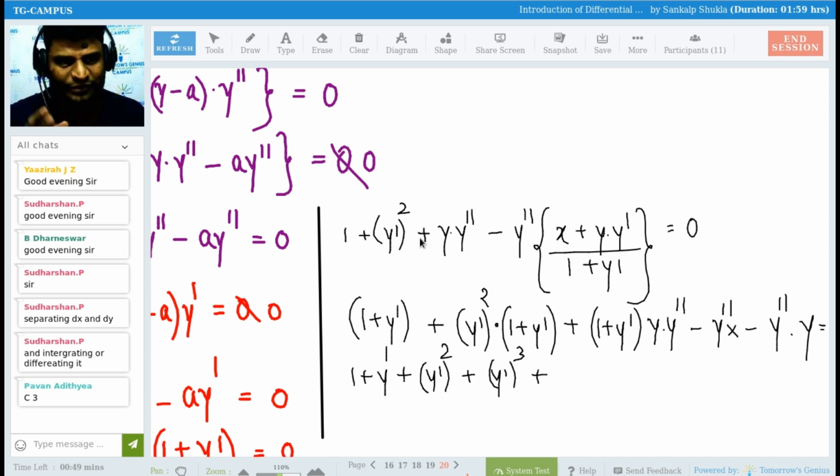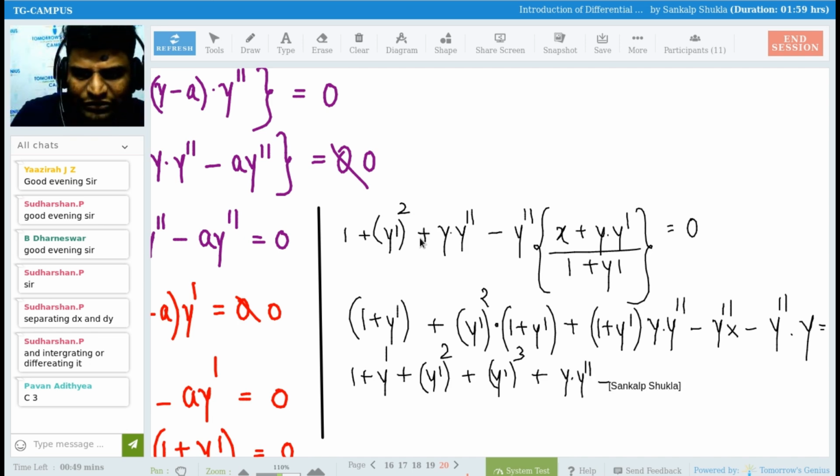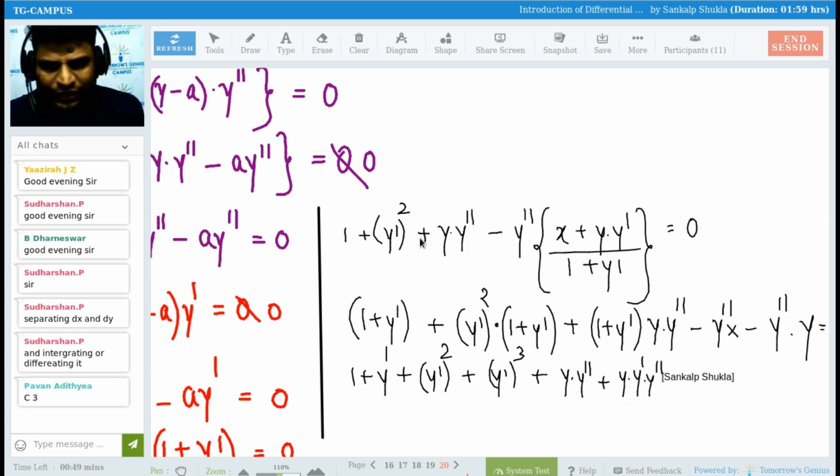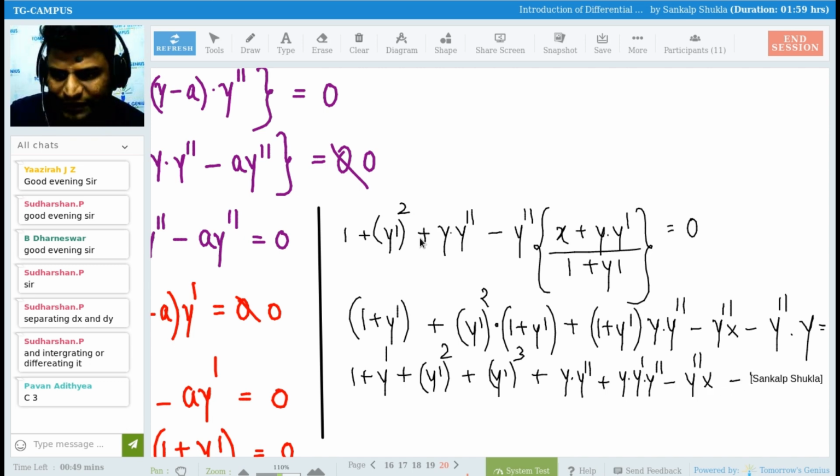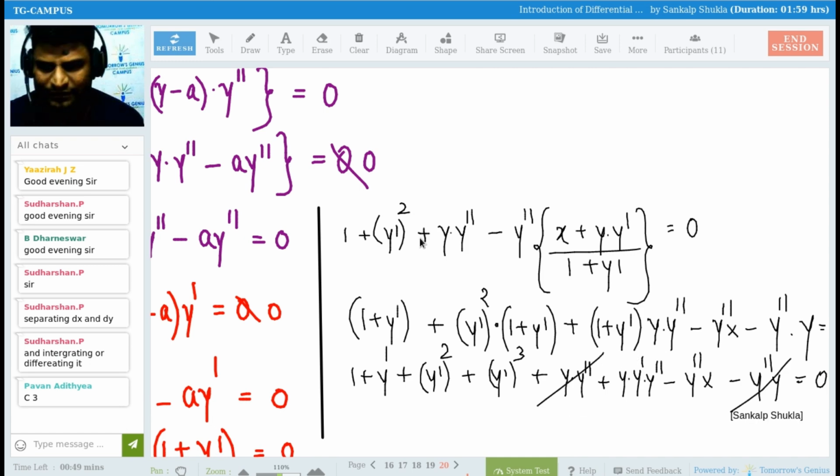See, it will seem a little bit confusing, but believe me, it is very easy because you have to try it on your own. When you try it on your own, the answer will be there. This is again y into y dash plus y into y double dash. Okay? Minus y double dash x and minus y double dash y is equal to 0. Now what are the terms that will cancel? y into y double dash, y into y double dash, this will cancel.